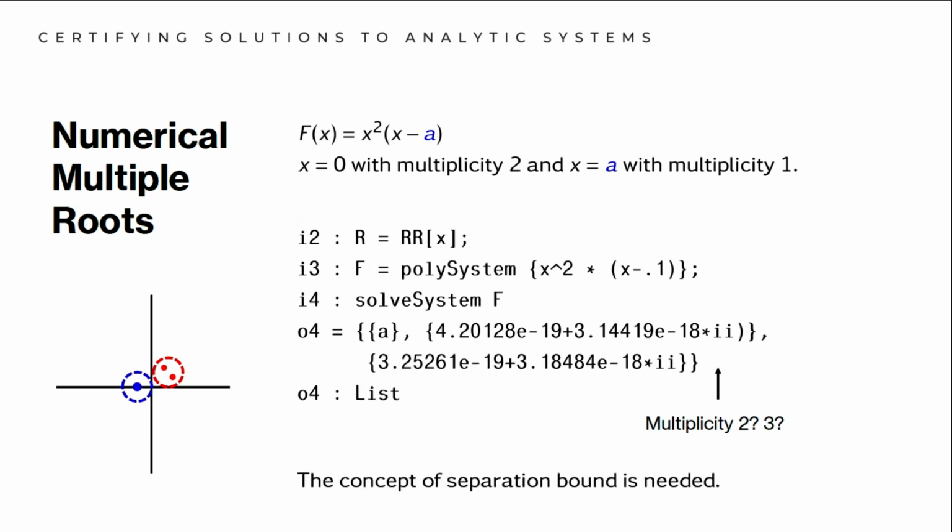So that's the reason that we need to think about the concept of separation bound, because we want to isolate our multiple roots and other roots, when we want to guarantee that other roots are actually outside of the separation bound.